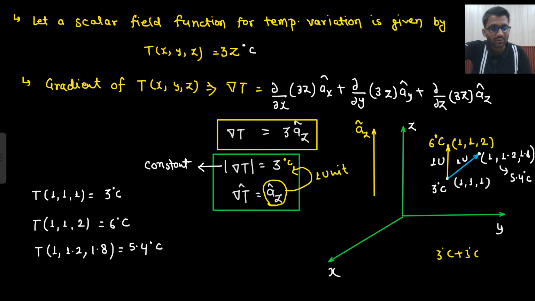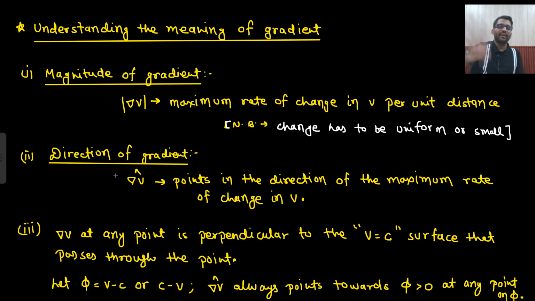So this is what we have written. Let's read the second statement: direction of gradient points in the direction of the maximum rate of change in V. And what does the magnitude show? Maximum rate of change in V per unit distance. If you go for 1 meter, or 1 unit, then what will be the rate of change? What will be your change? And why am I saying maximum rate of change? Because the change will be maximum here.